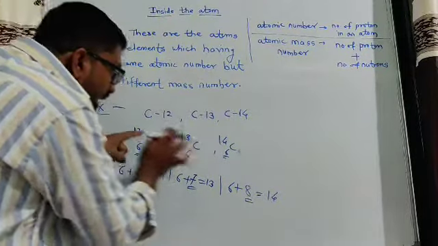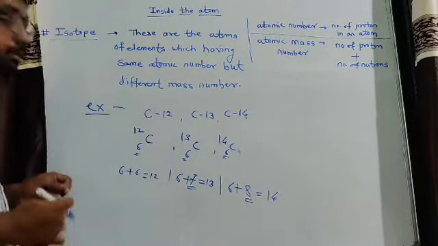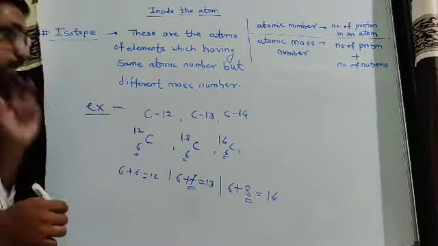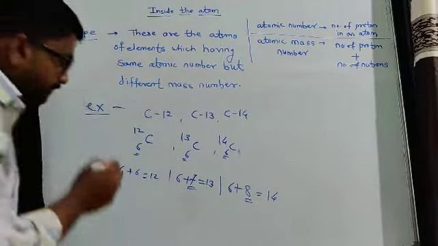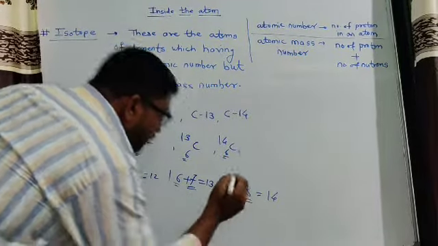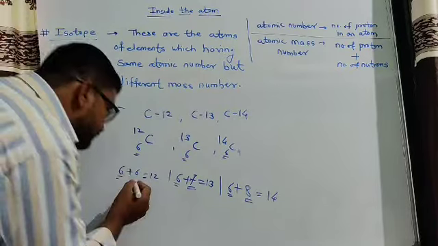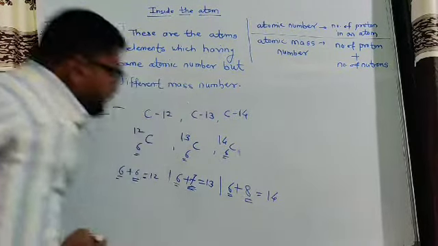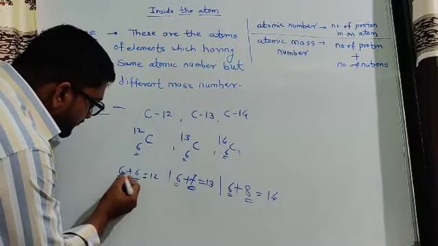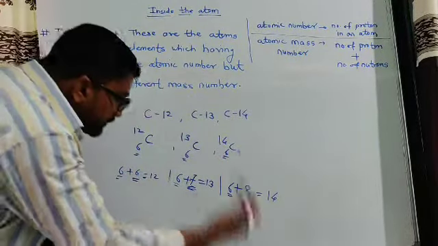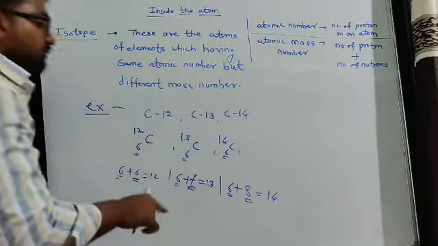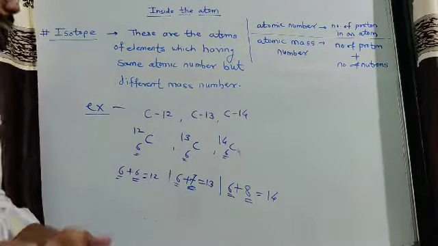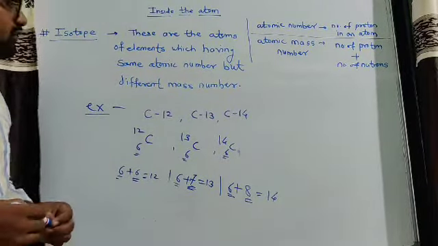So what is the change? Look, the atoms are the same, all carbon atoms, their atomic number is the same, but the mass number is different. The number of protons is the same, but the change takes place in the number of neutrons. In carbon 12, total 6 protons and 6 neutrons. Carbon 13, 6 protons and 7 neutrons. In carbon 14, 6 protons and 8 neutrons.